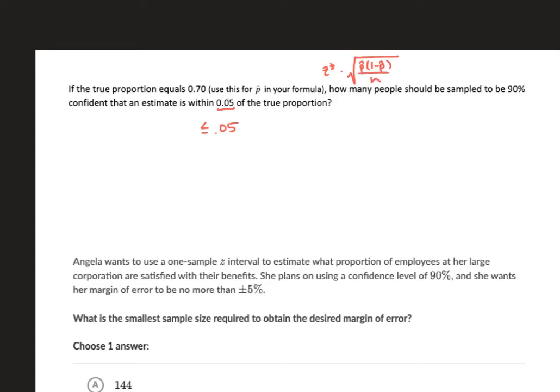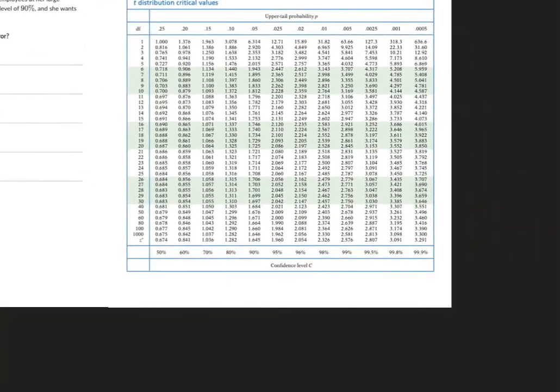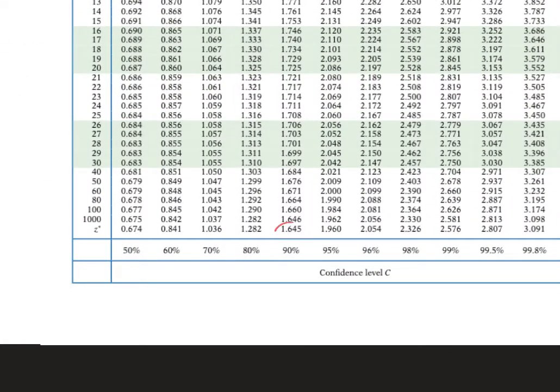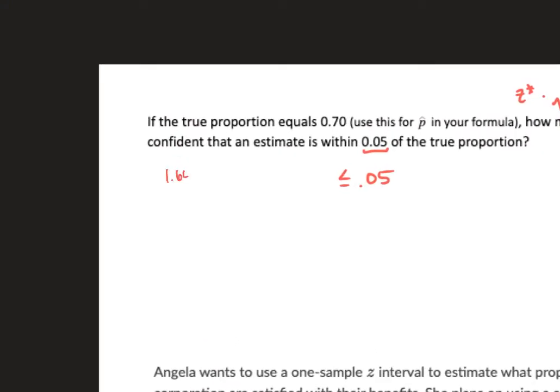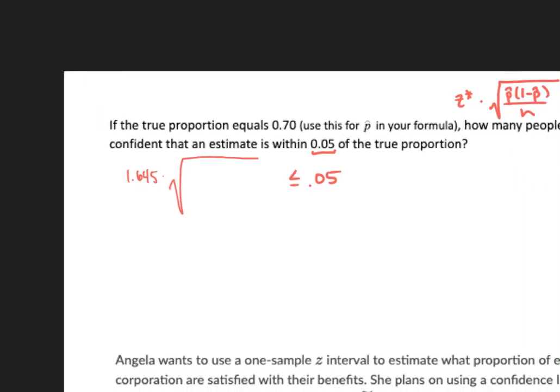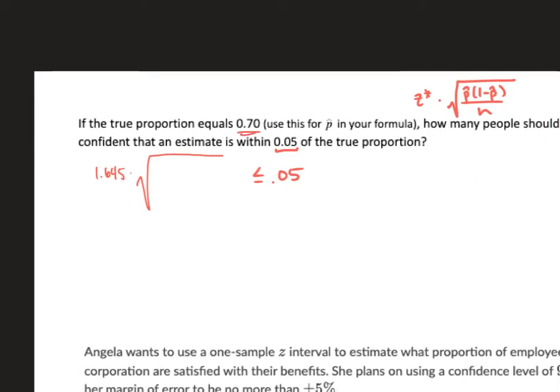For a 90% confidence level, I'm going to use my t-table, 90%. We're using 1.645. So it's going to be 1.645 times the square root. They give us 0.7, we're going to use that for p hat, so 0.7 times 1 minus 0.7 over n. So we're going to work backwards to figure this out. The video does it in a little bit of a funny way, but I'm going to walk you through it here.